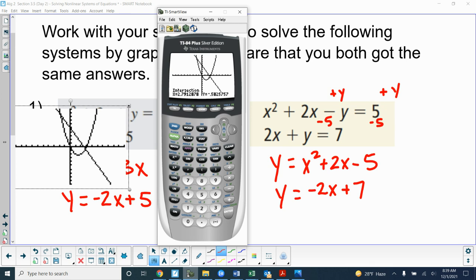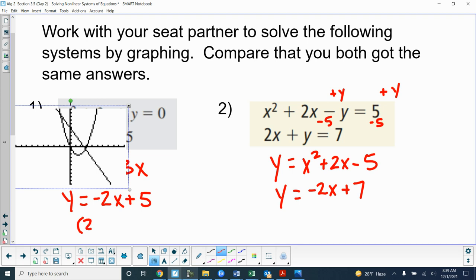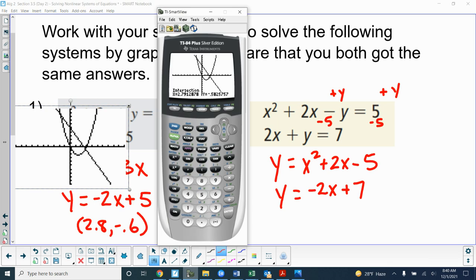That's not a very nice one, is it? 2.8 and negative 0.6. Is that what you guys got? Okay. I'll just write it down here. 2.8 and negative 0.6. And then the other one, to get the second one, you have to go second trace to get to calculate, and then 5. And then move your cursor closer to the other one.